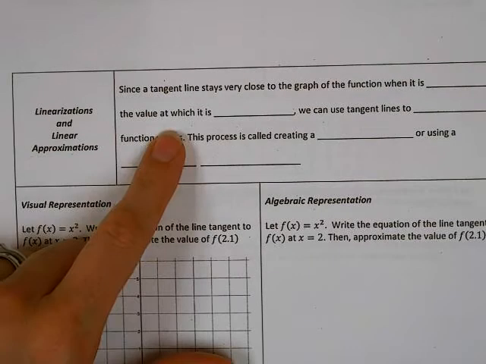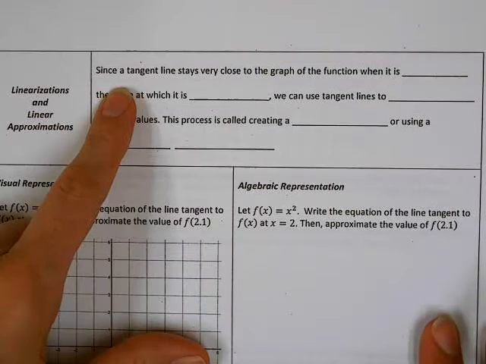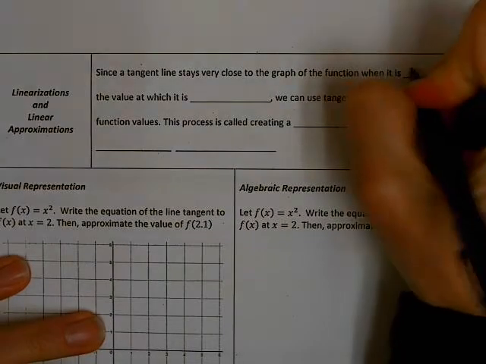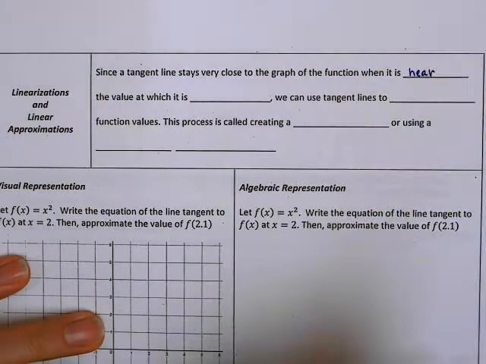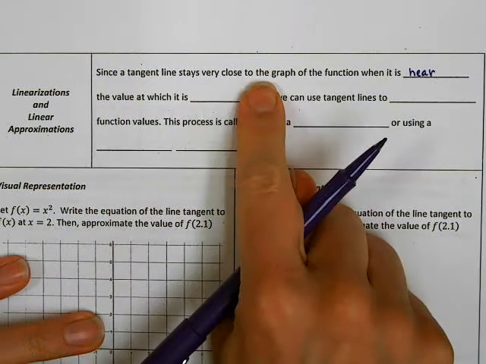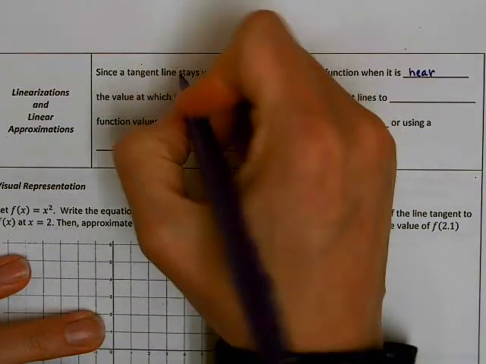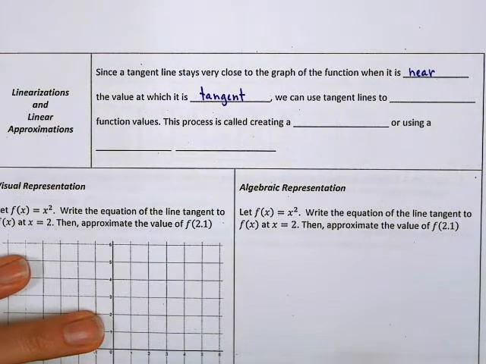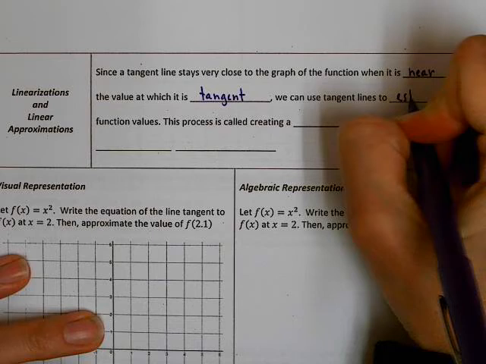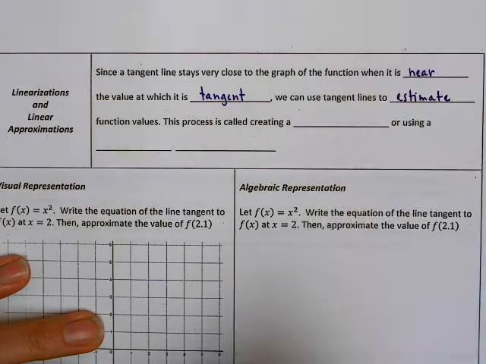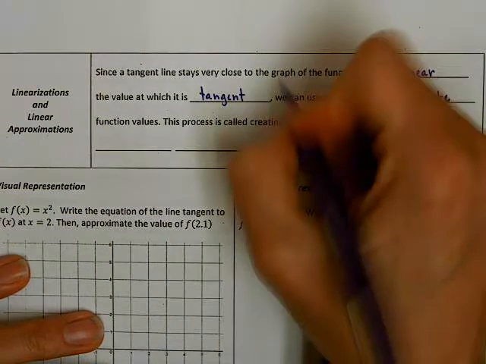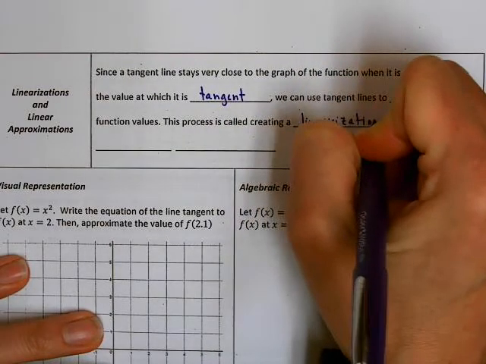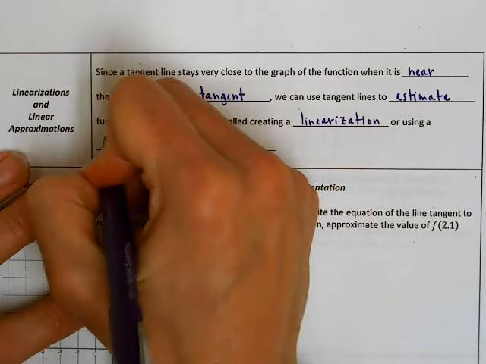Now, again, I said this is all based on tangent lines. Since a tangent line stays very close to the graph of the function when it is near the value at which it's tangent, and we'll talk a little more about what that means, we can use tangent lines to estimate function values. This process is called creating a linearization or using a linear approximation.